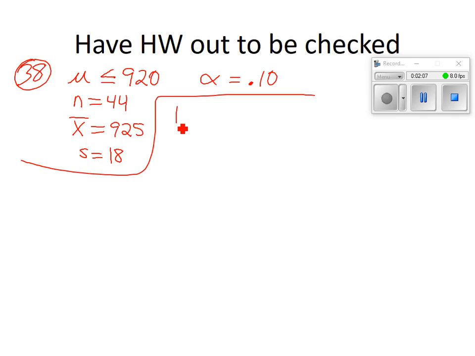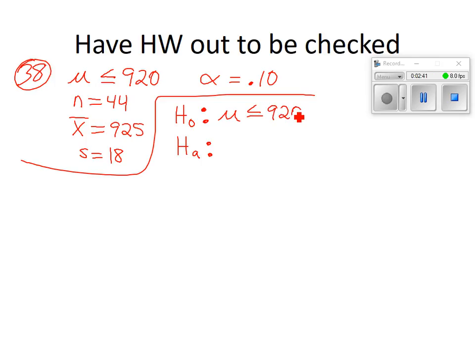First thing, we're going to do the H0 and HA. Let me give myself room here to do all this. What's our H0 going to be this time? Remember, with the H0, what has to be in the H0? It's some equal to part, right? Less than or equal to, greater than or equal to, or just equal to. Well, if this is their claim, that's it. So we stick that in there, 920.